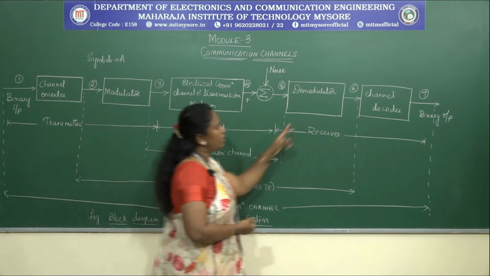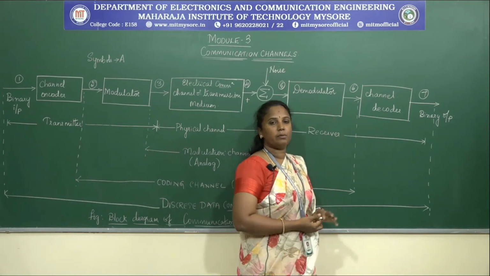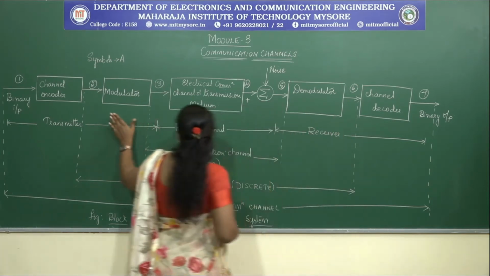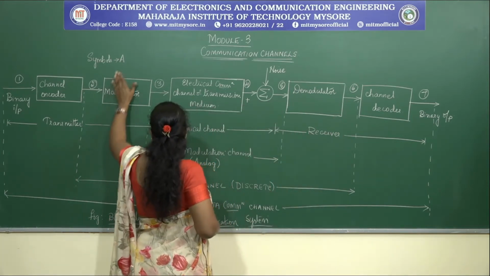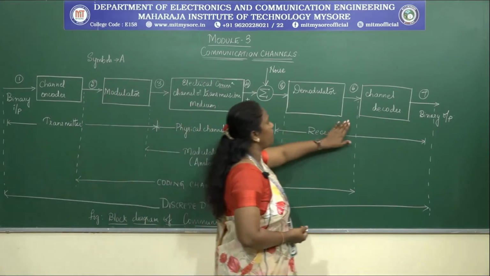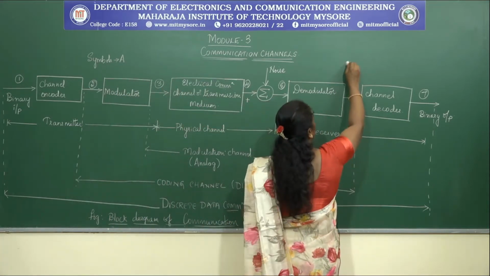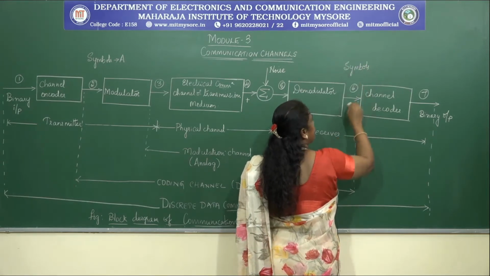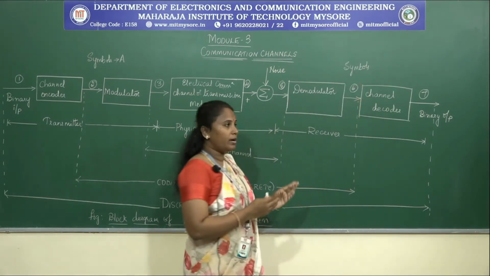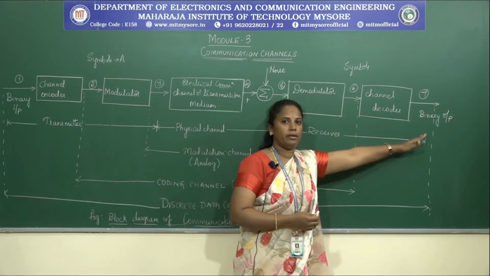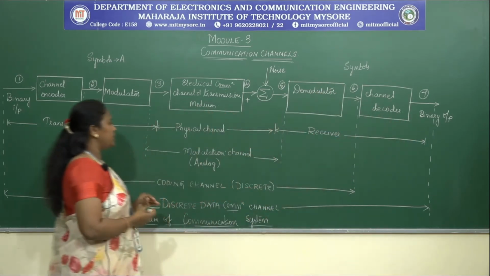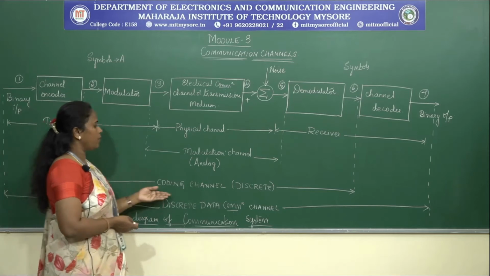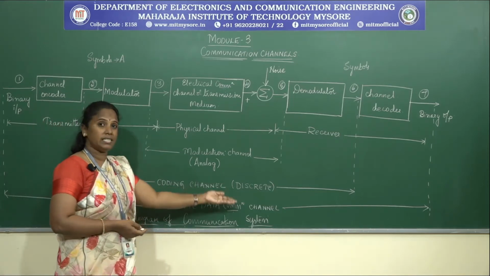decoder. That means the input what we are inputting here is symbols, and the output what we are going to get here is also symbols, and then it is given to your channel decoder to convert these symbols to your binary output. So that is the function of your coding channel, or what we call the discrete channel.